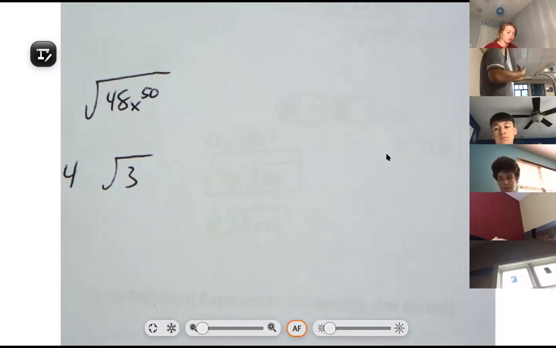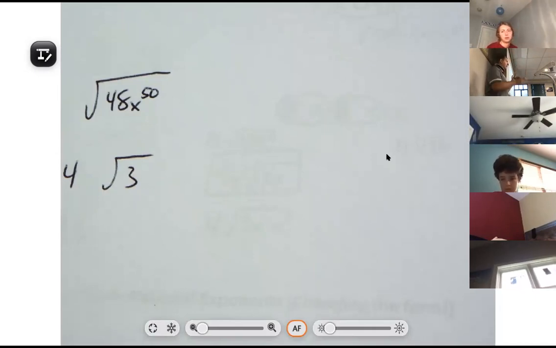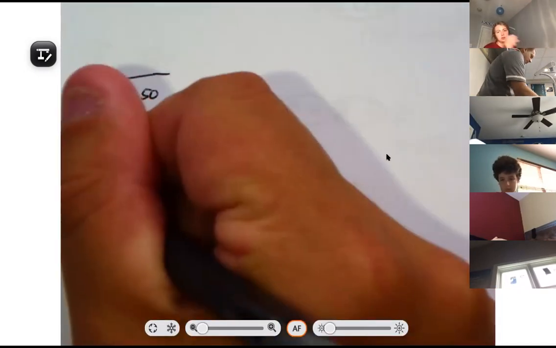Now, what did you say the way you should do it? Divide it by two, right? I mean, think about it ahead of time. If you wrote out 50 x's and circled all your pairs, well, half go away and half come out, right? So you would have 4x to the 25th.